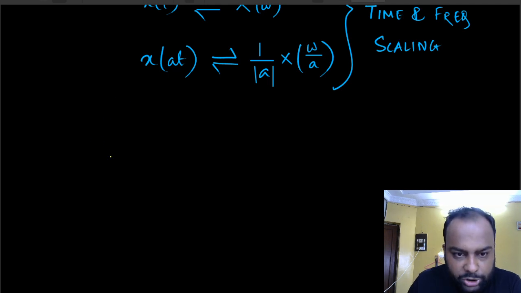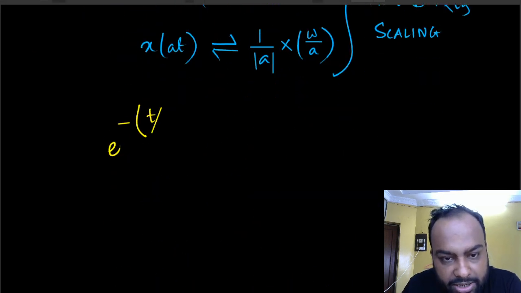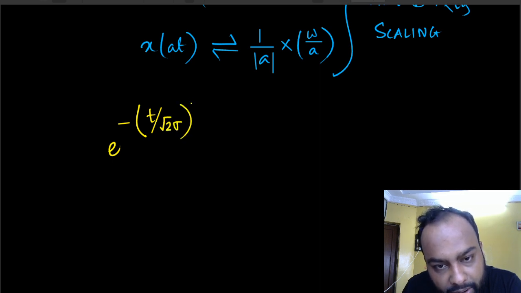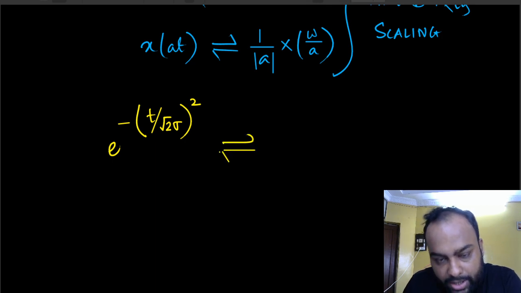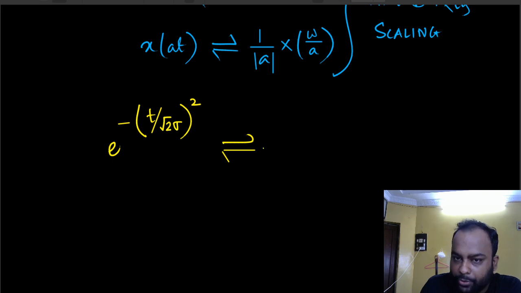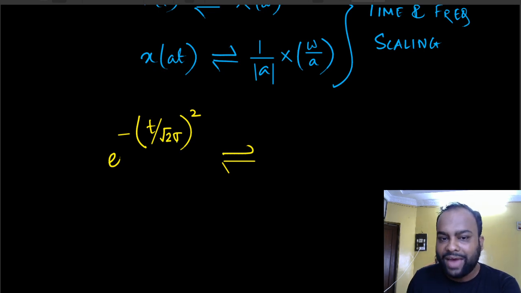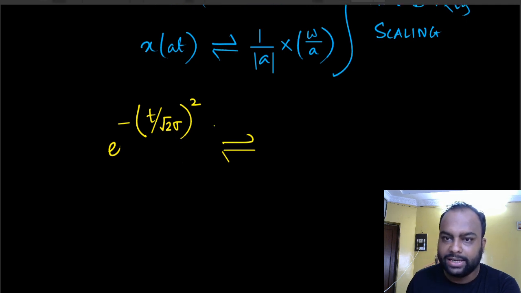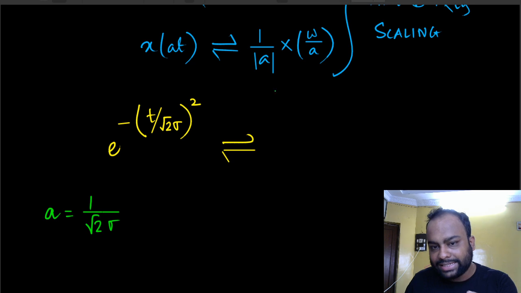So my objective is to calculate the Fourier transform of e to the power minus (t by root 2 sigma) whole square. We are going to apply the time and frequency scaling property here. To do that, we have to understand that the scaling factor with time is 1 by root 2 sigma, so here we have A equal to 1 by root 2 sigma. With that said, let's apply this property here.